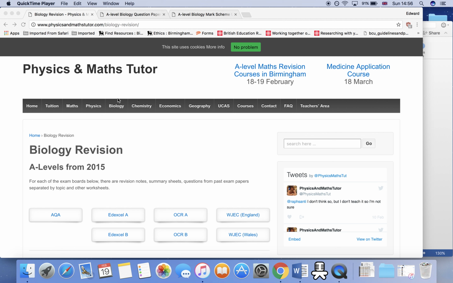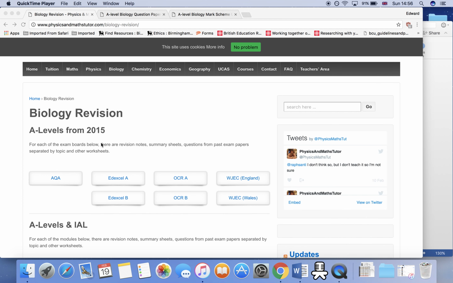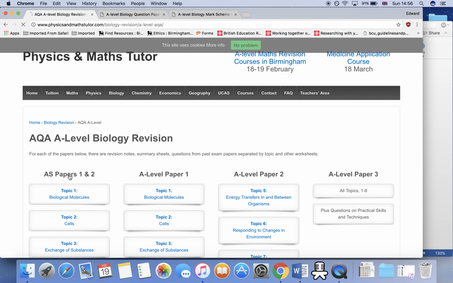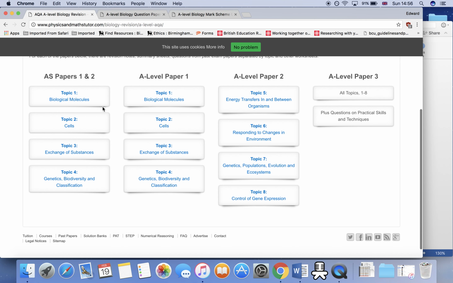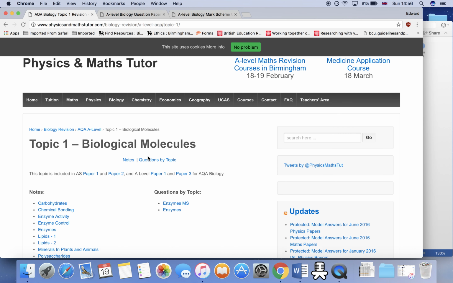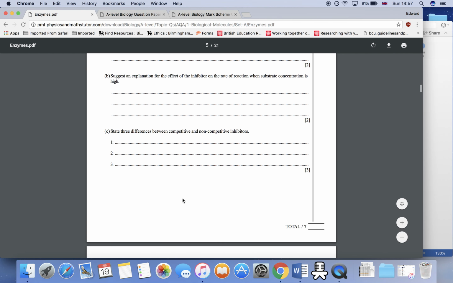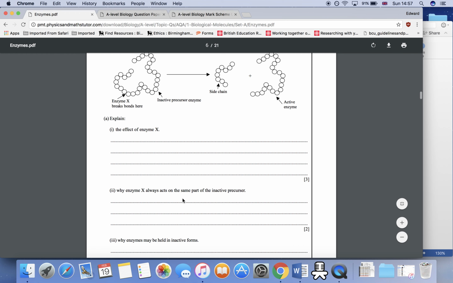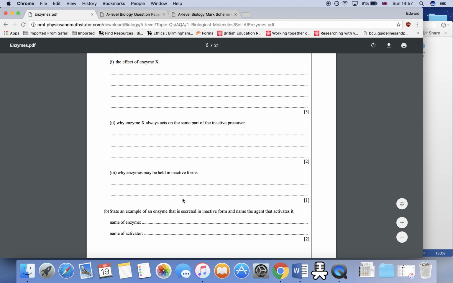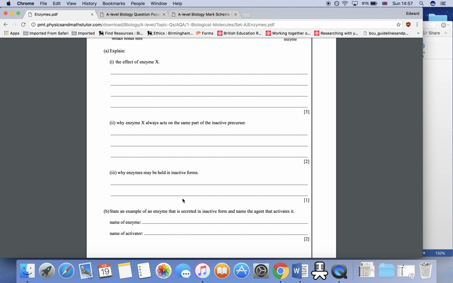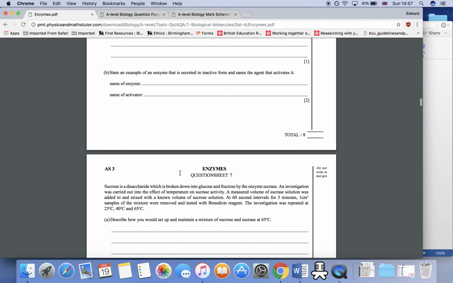So the way I think we should do it is we go to Maths, Physics and Maths Tutor, but we ignore this section, A-levels from 2015. The amount of resources we have for the 2015 A-levels is pretty limited. If you click on these topics, you'll see these resources are good, but they're not AQA. They're just a generic resource that he's got his hands on and put on his website.